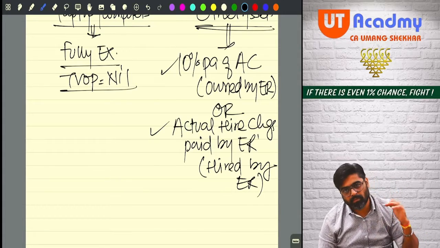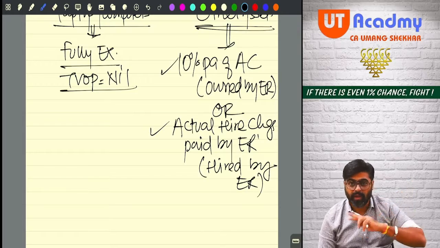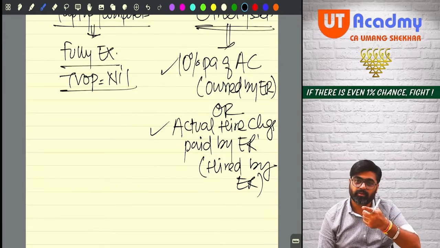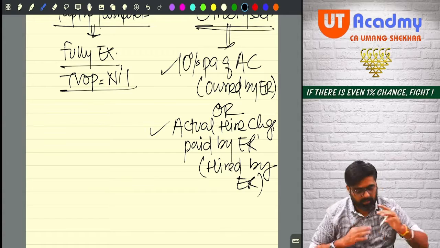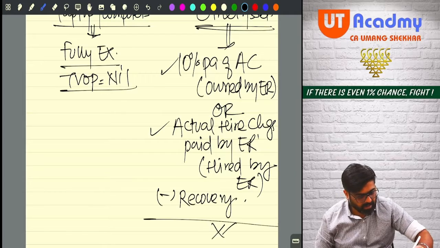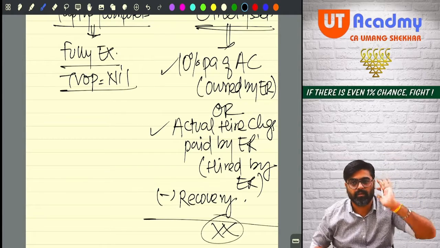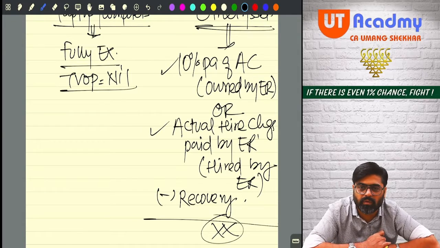Is it possible that more than one asset is given, two assets are given, and one asset is owned and one asset is hired? Yes, then both will come. Add both of them then. Getting my point? Minus what? Minus recovery from the employee, if any. The balance which will come will be taxable fully. Easy or no? Sure.